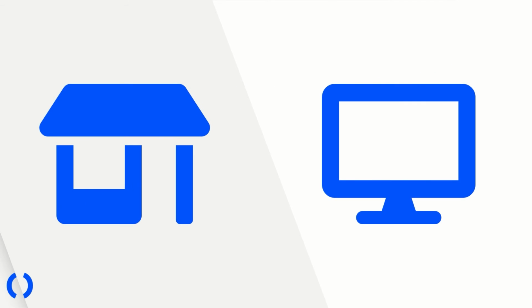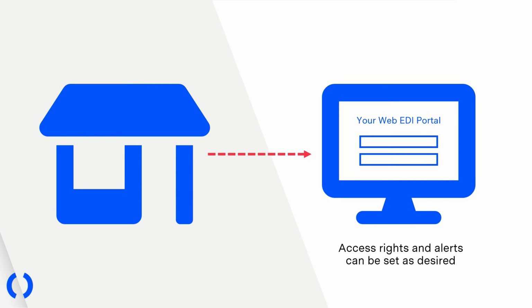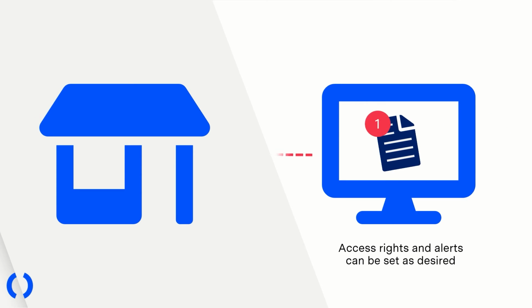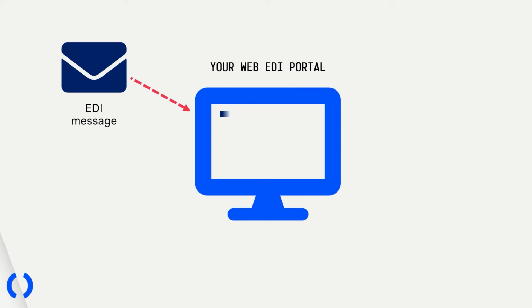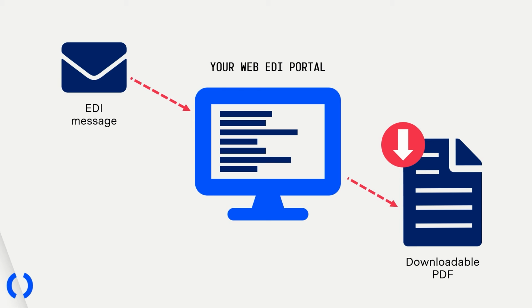For your suppliers, the experience involves slightly more input. First, they'll be provided with a login to your own tailored portal, within which access rights and alerts can be set as desired. When an incoming message is received, the supplier is alerted via email to make sure it isn't missed. The structured data in the EDI message is converted into a human-readable format and can be downloaded as a PDF. This can then be filed or stored by the supplier as desired.